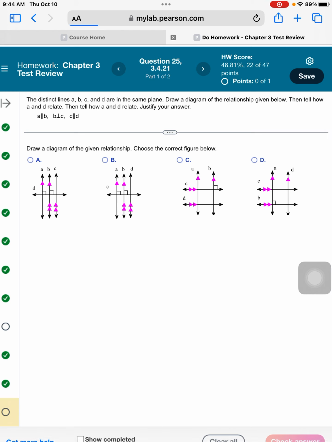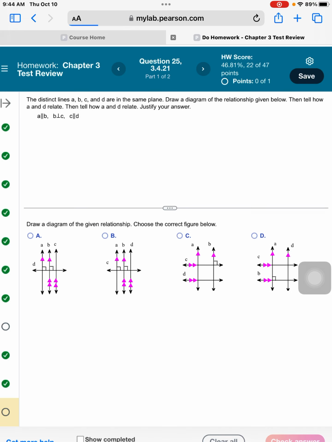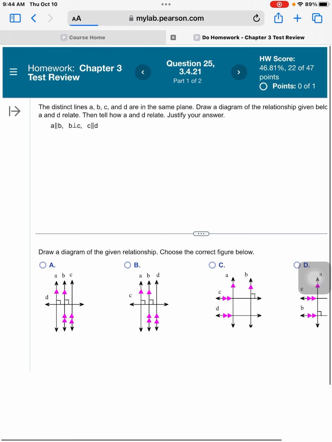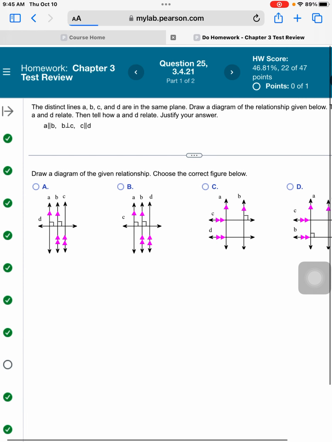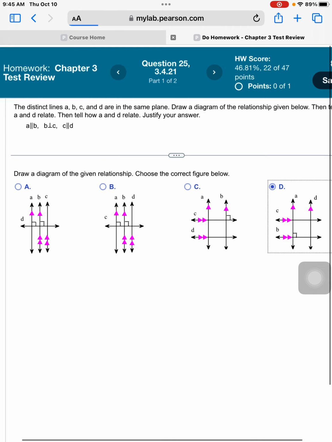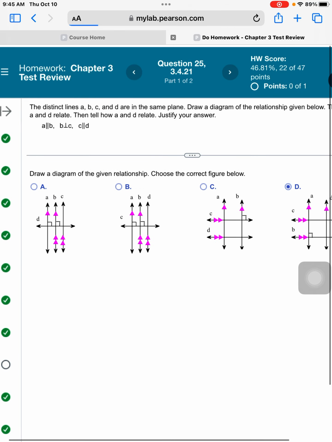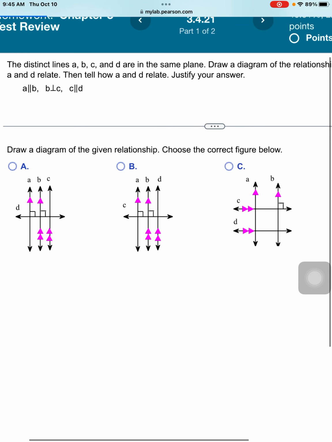The distinct lines A, B, C are in the same plane. So they want us to tell how A and D relate. So it looks like they want me to illustrate which of these four has this relationship. A, B is parallel. Okay, so A and B is parallel in all of them except D. So let's cross off D. I'm not picking D. So I'm just going to take out D there.